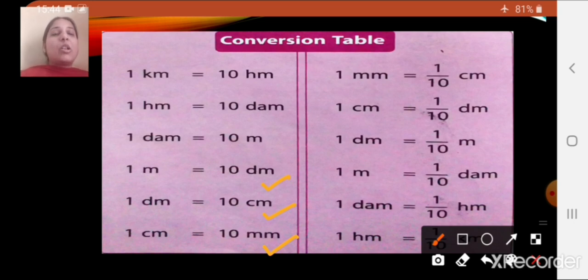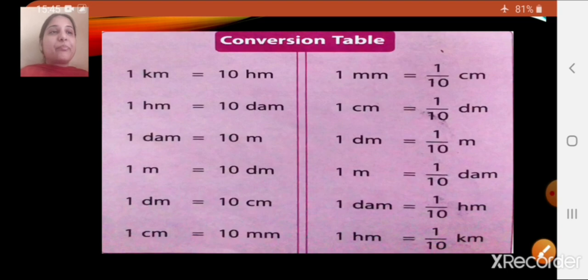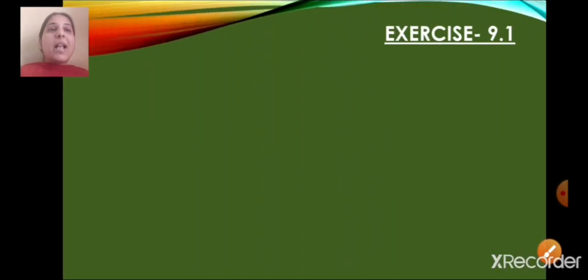Then 1 millimeter is equal to 1 upon 10 centimeter. 1 centimeter is equal to 1 upon 10 decimeter. 1 decimeter is equal to 1 upon 10 meter. Then 1 meter is equal to 1 upon 10 decameter. Then 1 decameter is equal to 1 upon 10 hectometer. And 1 hectometer is equal to 1 upon 10 kilometer. Okay, these are the conversions that you have to remember. Now based on that we will start exercise 9.1.